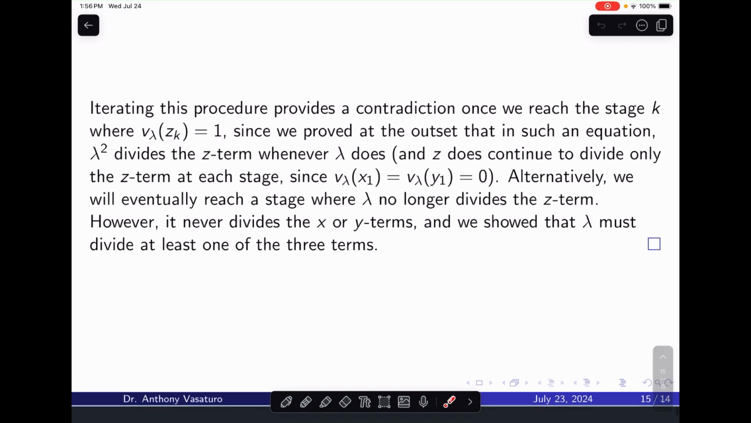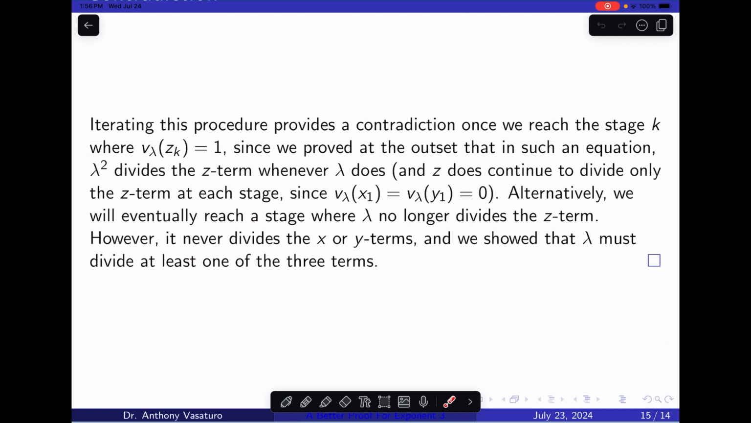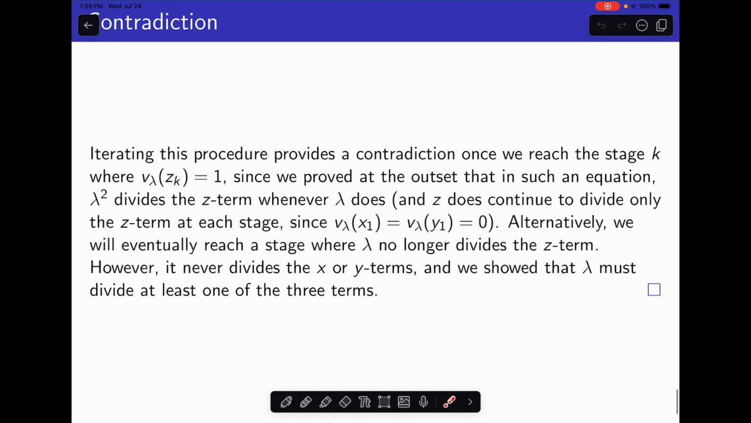So I think this proof is much, much cleaner than the original proof, the Euler proof. And there you go.